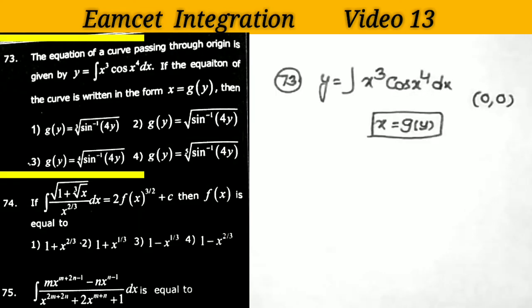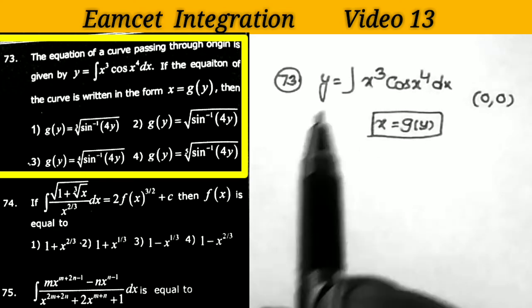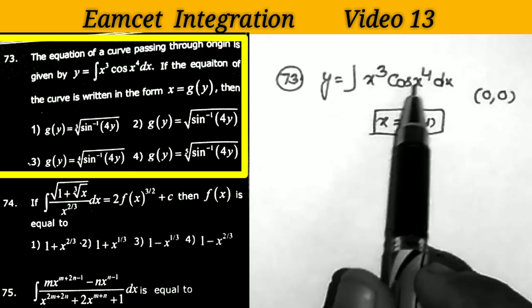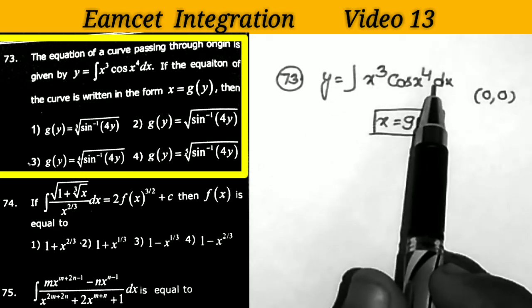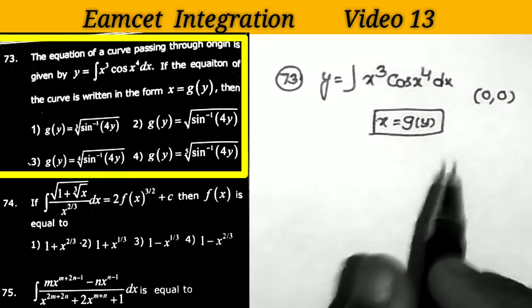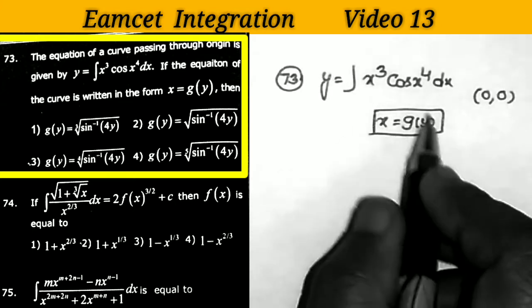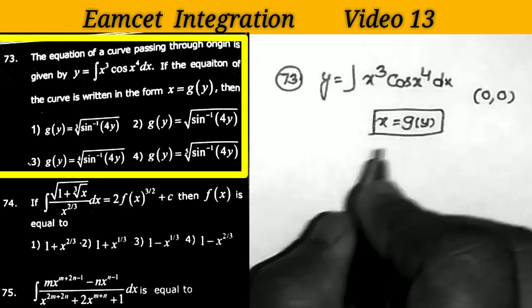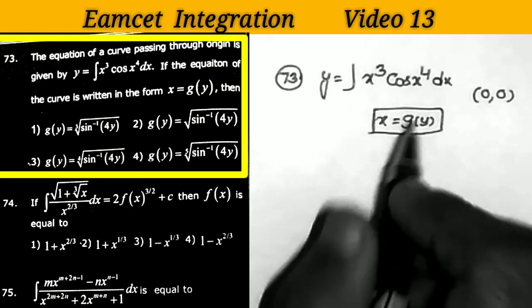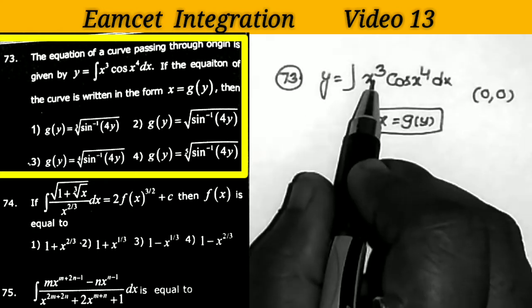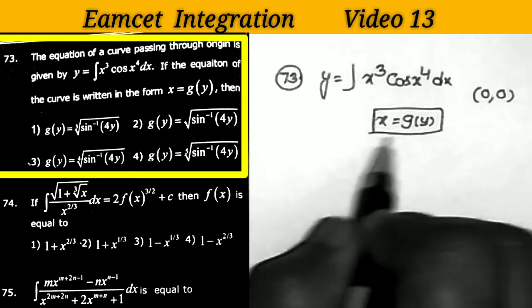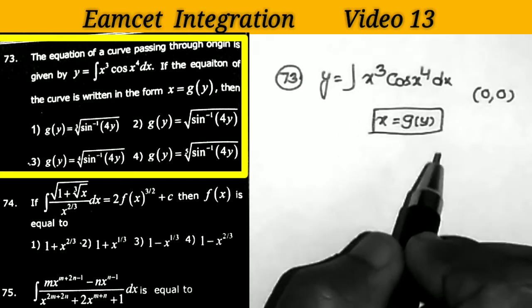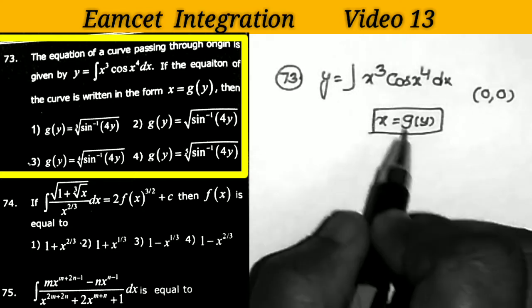Next question, sum number 73. The equation of the curve passing through the origin is given by y is equal to the integral of x cube into cos x power 4 dx. If the equation of the curve is written in the form of x is equal to g of y, then what is the g of y value? Okay, so this is the given question. First of all we have to convert the given curve in the form of x is equal to g of y, and then we have to take the answer converting the given question into this form.